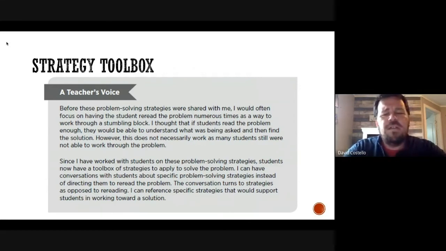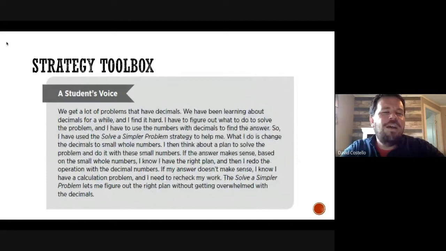Since I've worked with students on these strategies, students now have a toolbox of strategies to apply to solve the problem. I can have conversations with students about the strategies instead of directing them to reread the problem. The conversation turns to strategies as opposed to rereading. So that is shifting what our conversations are with our students into thinking and learning instead of the specific question. And here it is from the student's voice, and I love this comment.